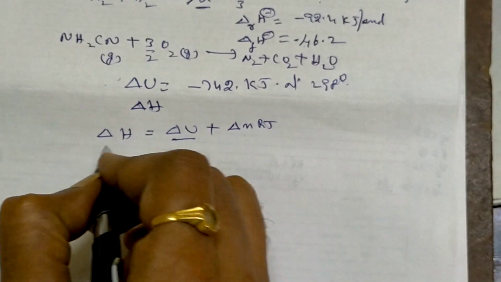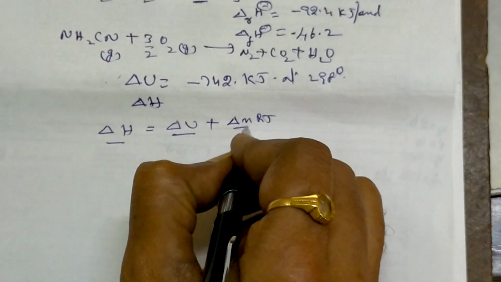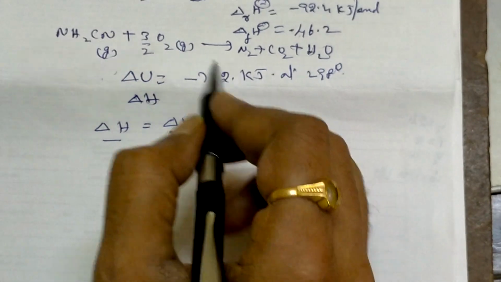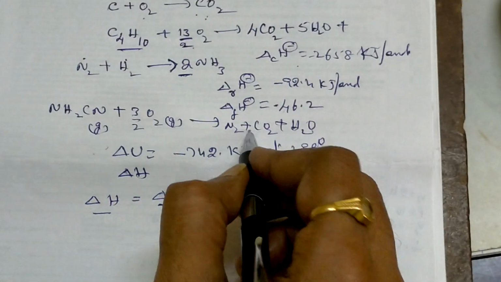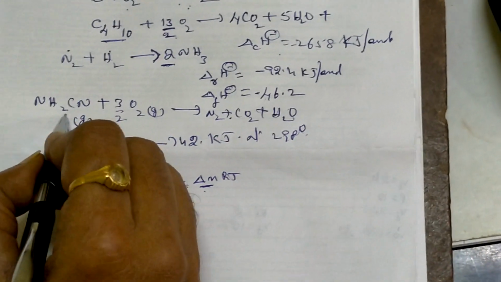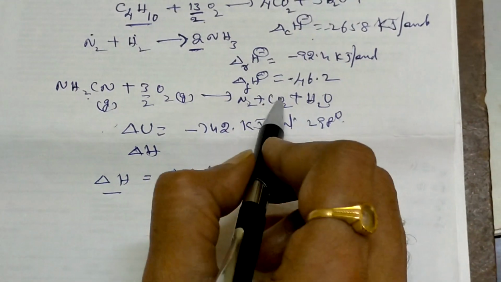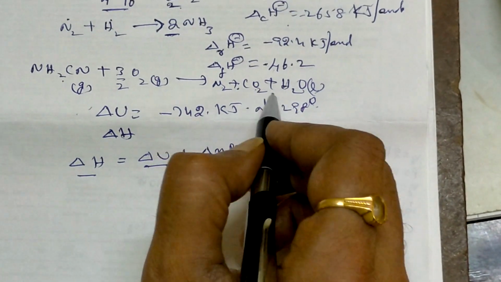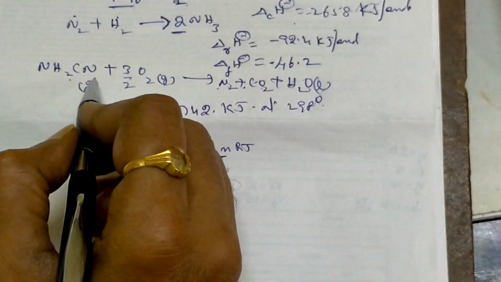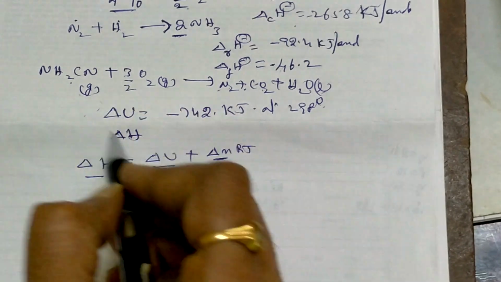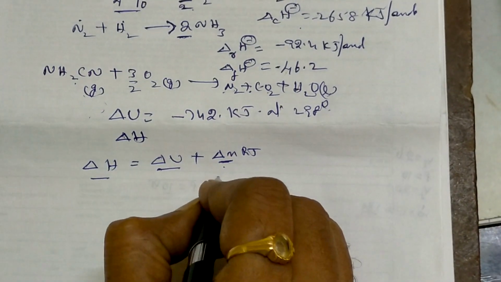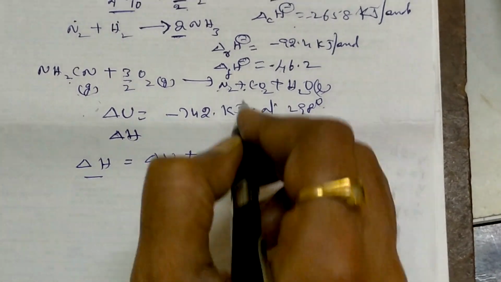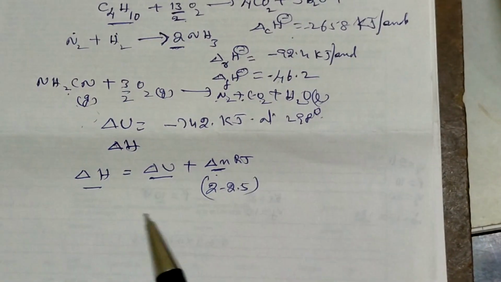Delta U is given. Delta n, always remember, is nothing but the number of moles of gaseous products minus the number of moles of the reactants. Here it is 1 plus 1, H2O is a liquid, so products is only 2, and the reactants are 1 plus 1 and a half, 2 and a half. Delta n is 2 minus 2 and a half.